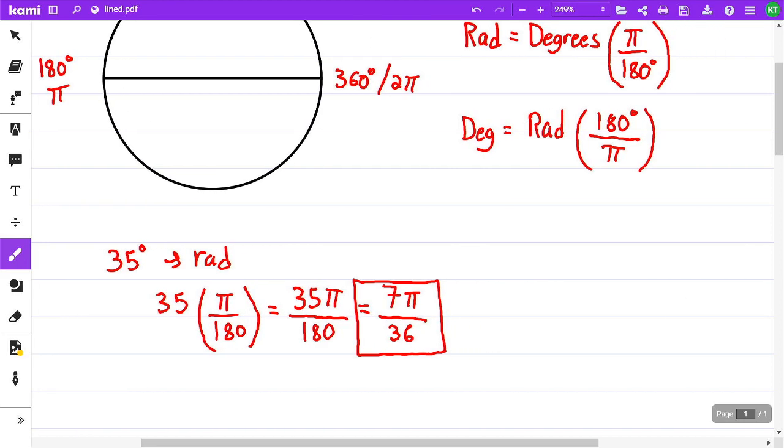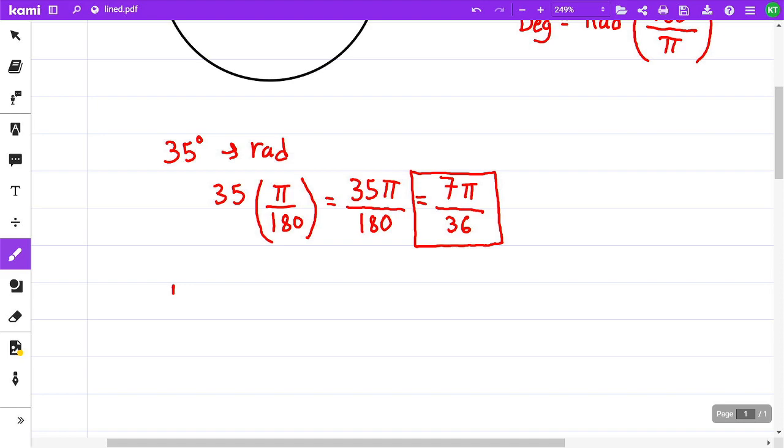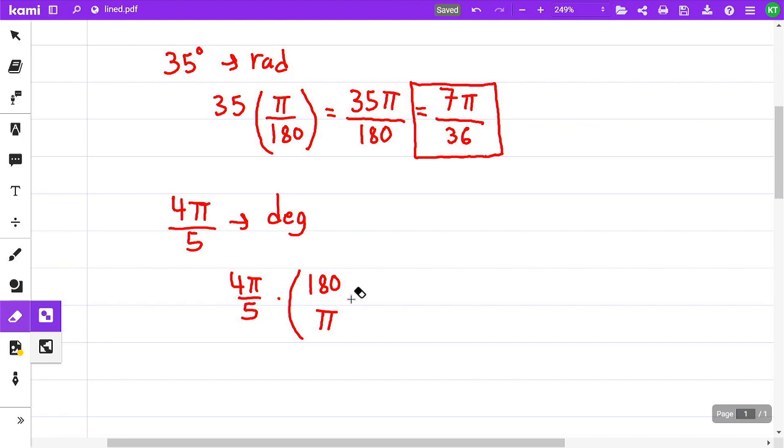Now, if we're doing radians to degrees, let's say I have 4 pi over 5 radians, and I want to turn that into degrees. So I'll start with 4 pi over 5. We are now going to be multiplying this by 180 divided by pi. A good way to remember this is that our pi's are going to be canceling out when we convert from degrees to radians, or from radians to degrees.